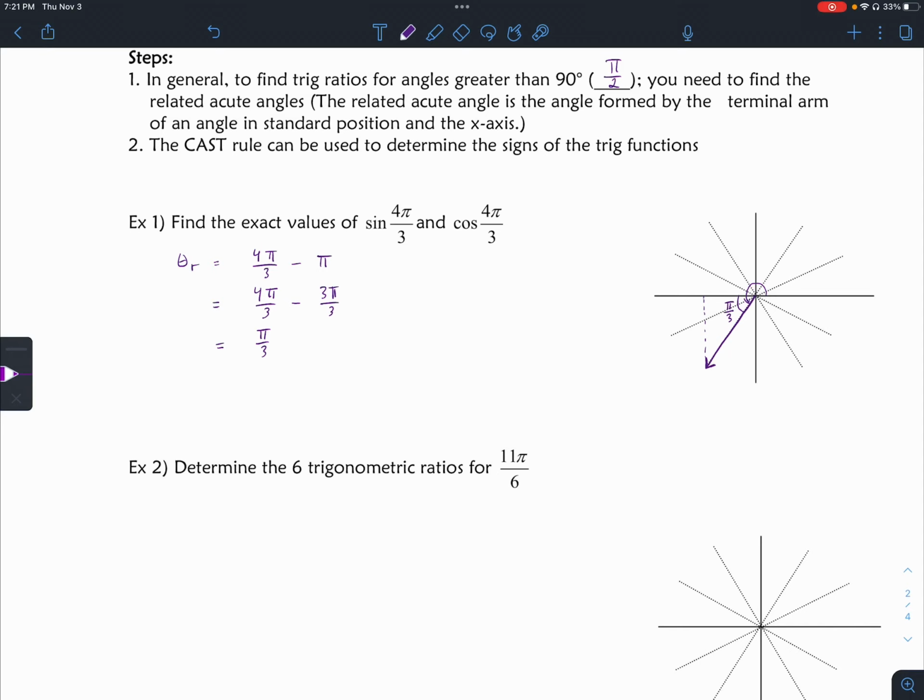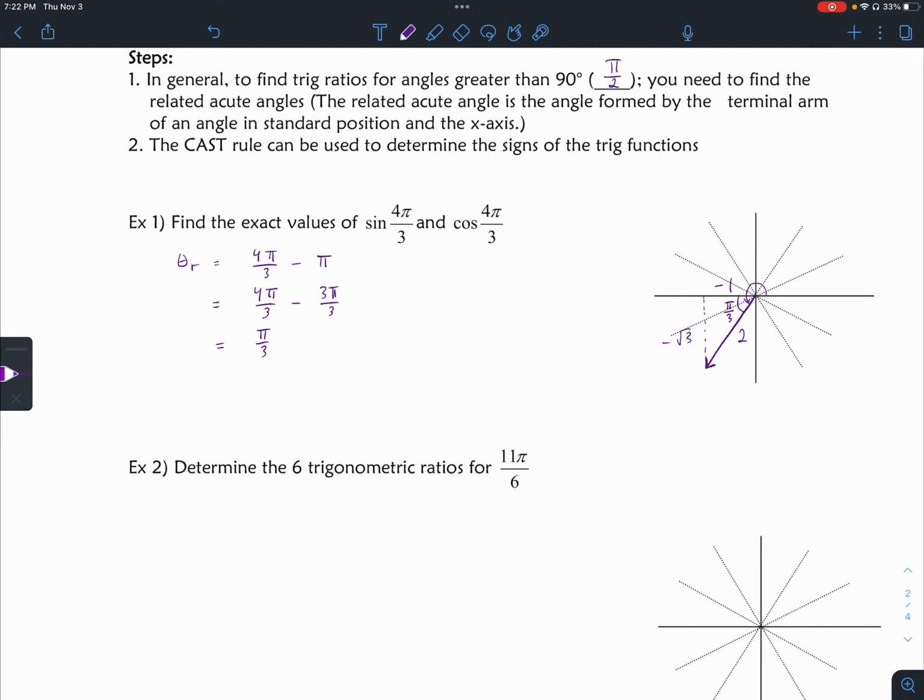So what I'm going to do now is label the sides of the special triangle, because this is a special angle. What I know is that this is going to be -1, the adjacent side to the related angle. The opposite side is going to be -√3, and the hypotenuse is 2. The adjacent side and the opposite side are negative because both sine and cosine ratios are negative. Also, x is negative in the third quadrant, and y is negative in the third quadrant.